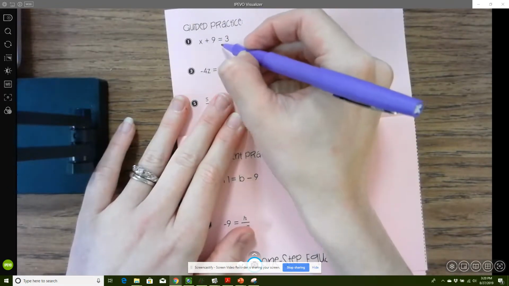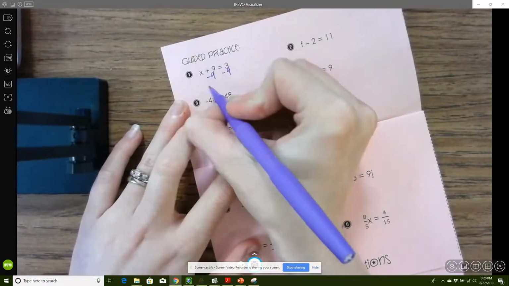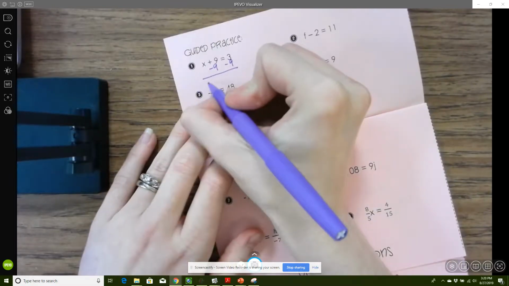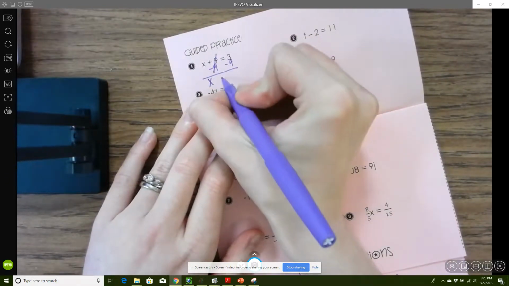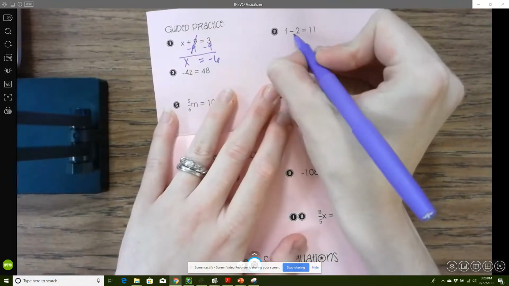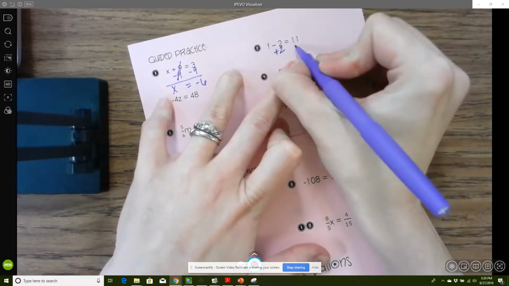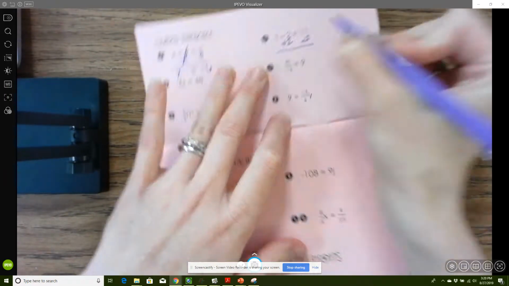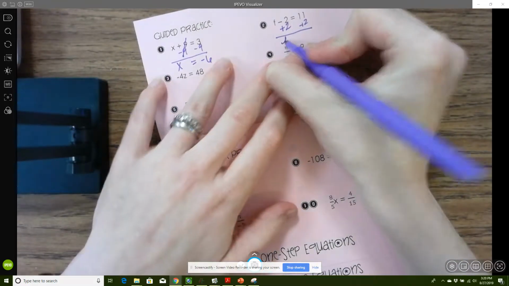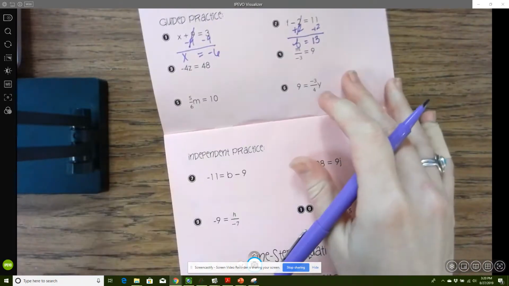So here we've got x plus 9. So to get rid of the plus 9, we just subtract it from both sides. And so we've got x, and then this will cancel, equals -6. So here we've got f minus 2. So to do the opposite of minus 2, we would just add 2 to both sides. And we would have f, and these cancel, and then 13.